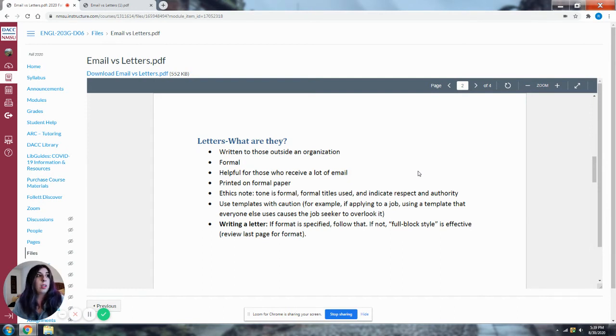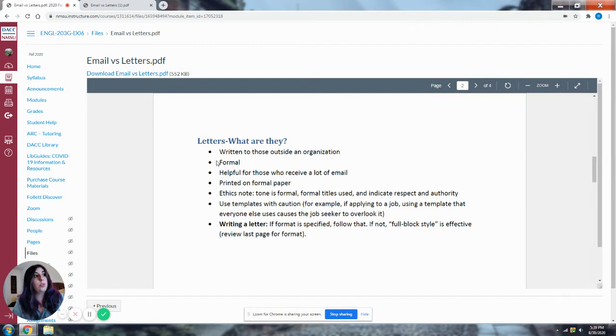They're more formal. They are helpful for those who receive a lot of email and you just need to send them something in the mail instead, and it's a little bit more detailed and important information. It's printed on formal paper. Even if you create it online, you usually print them and send them. Again, we're in a digital age though, so they can also be emailed and attached.